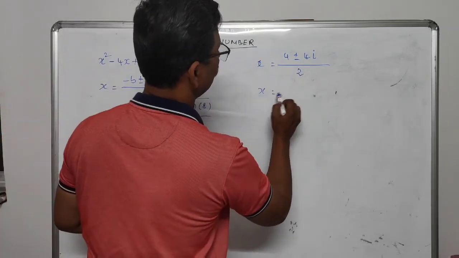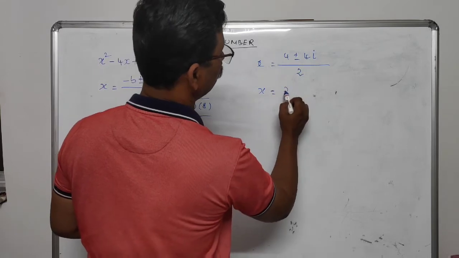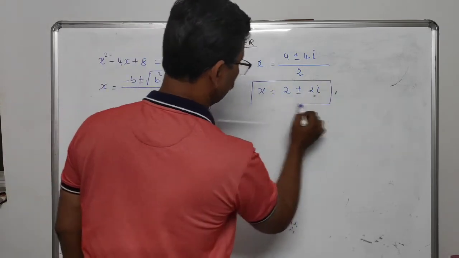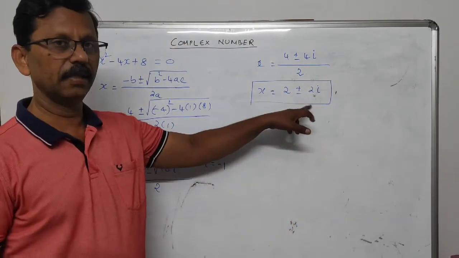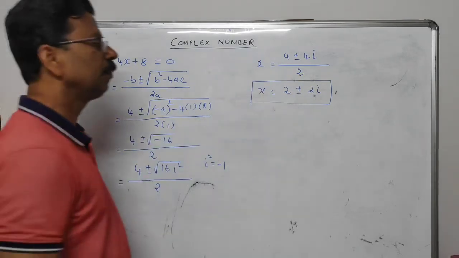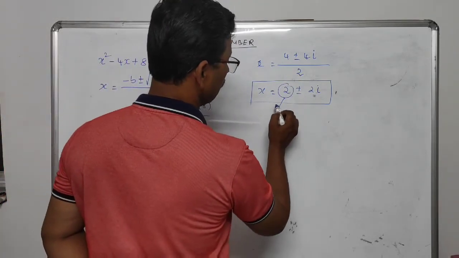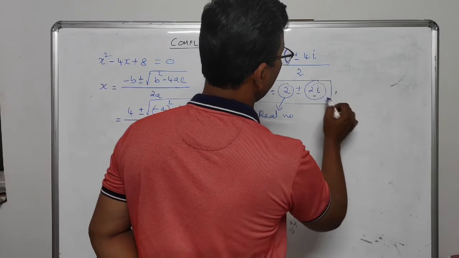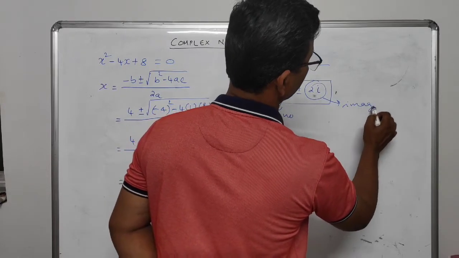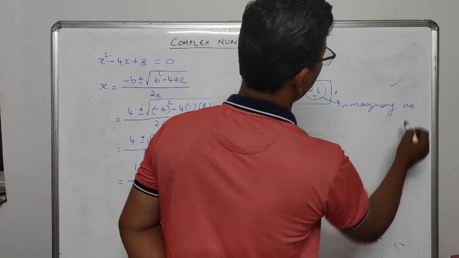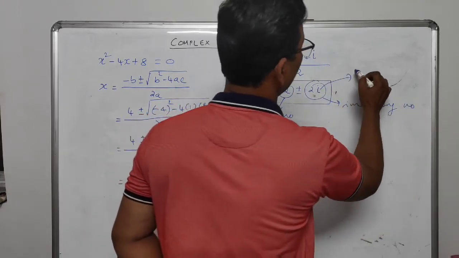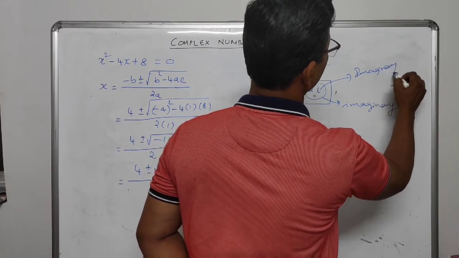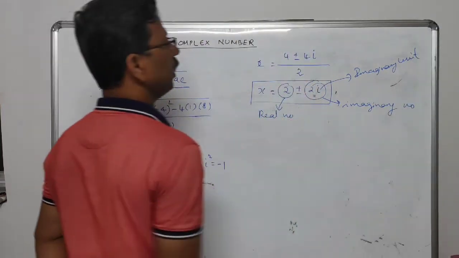Now you can say x is equal to 4 by 2 gives 2, then plus or minus 2i. Now this value 2 plus or minus 2i is called a complex number. Now we know very well this 2 is a real number and this 2i is an imaginary number. Now what about this i? This i is called the imaginary unit.